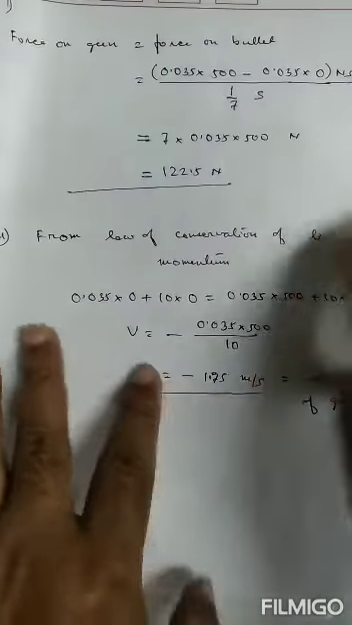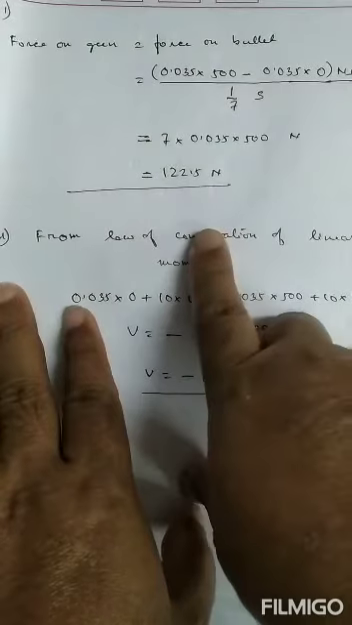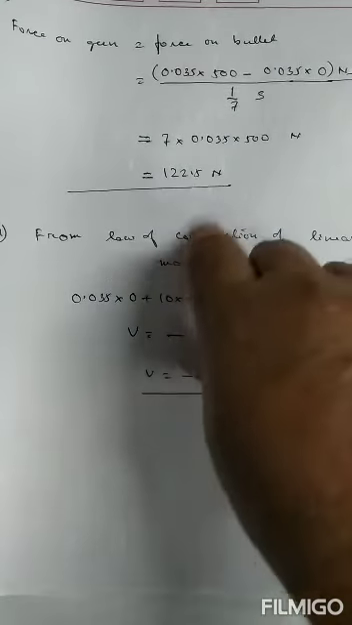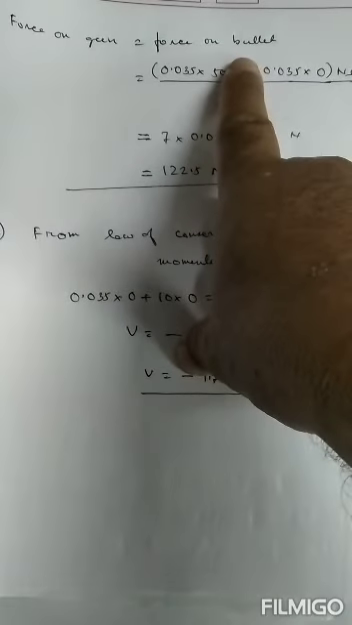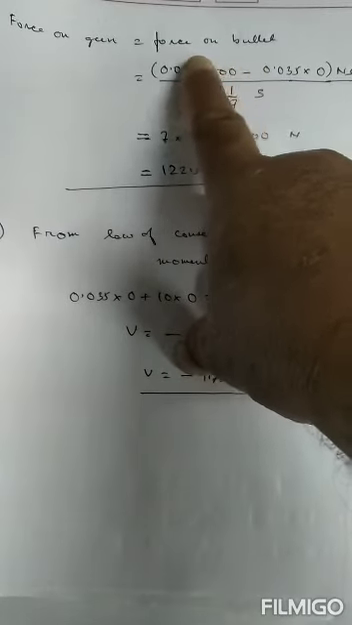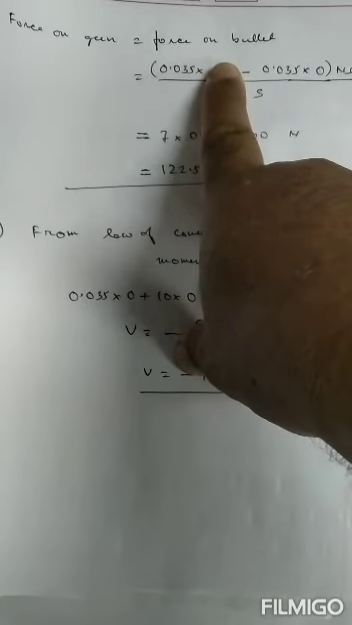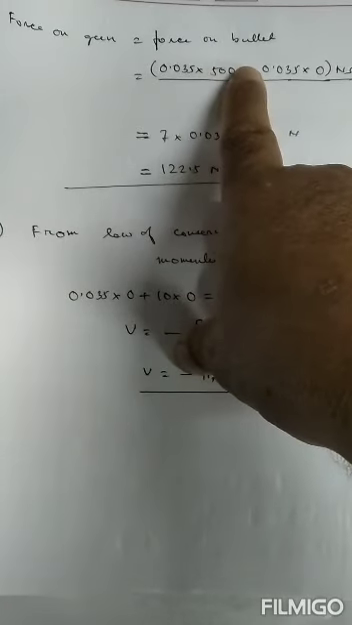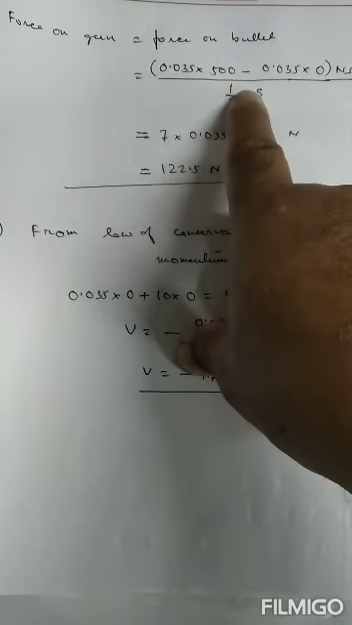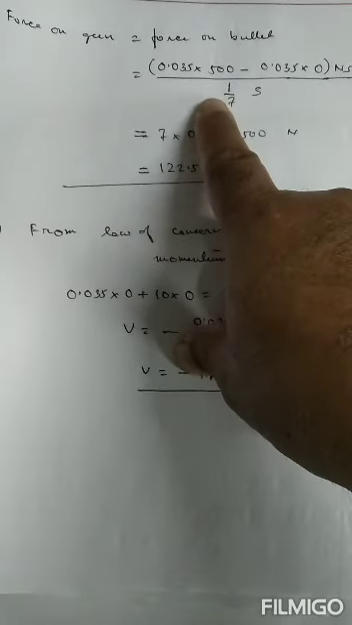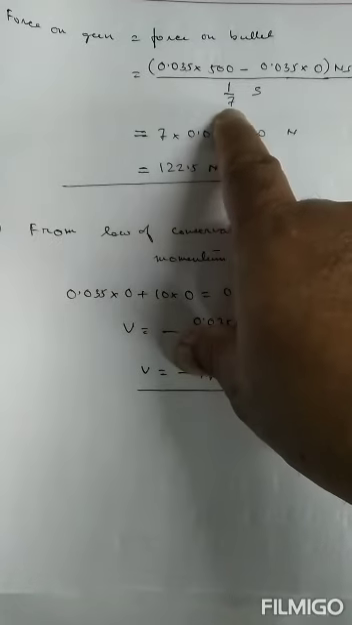So we may calculate it from this equation. What is the force on the gun? The force on the gun is equal to the force on the bullet. What is the force on the bullet? The force on the bullet is equal to the rate of change of linear momentum of the bullet. What is the rate of change of linear momentum of the bullet? Change of linear momentum of the bullet divided by time.